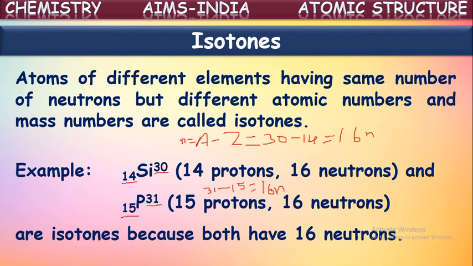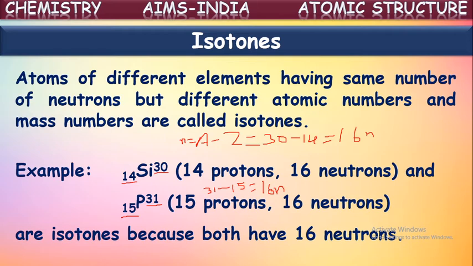So like this, atoms which have different mass numbers and different atomic numbers, but the same number of neutrons, are called isotones. Atoms with the same number of neutrons but different atomic numbers and mass numbers are called isotones.